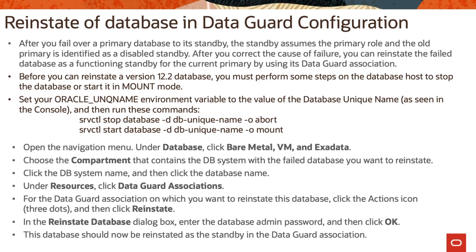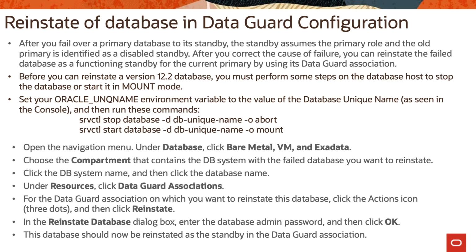Then the other activity, reinstate of a database in a DataGuard configuration. After we fail over a primary database to its standby, the standby assumes the primary role, and the old primary is identified as a disabled standby. After you correct the cause of failure, you can reinstate the failed database as a functioning standby for the current primary by using its DataGuard association.